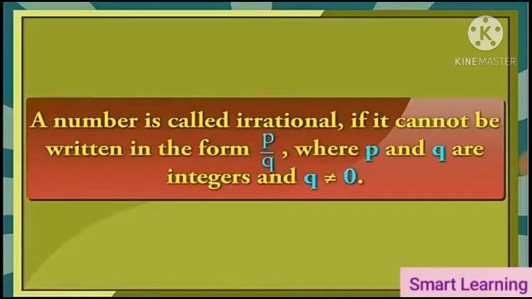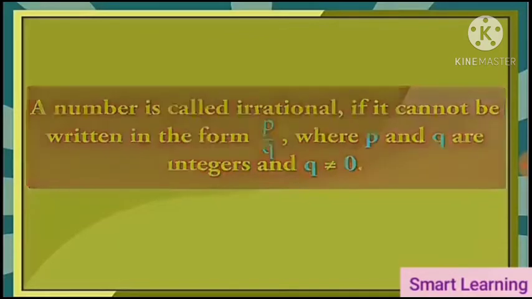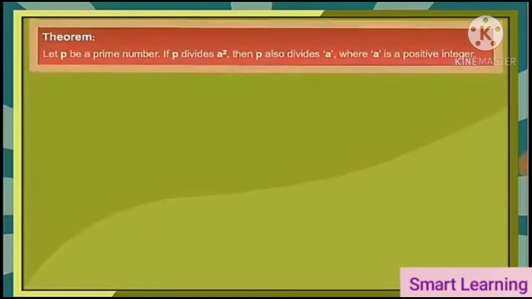We can have a simple definition of irrational numbers. A number is called irrational if it cannot be written in the form of p upon q, where p and q are integers and q is not equal to 0. We need to understand the following theorem in order to prove a given number irrational.